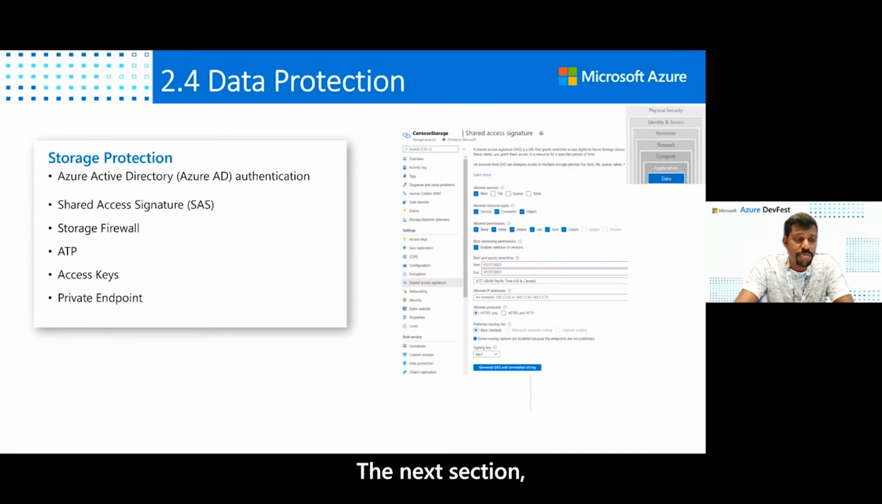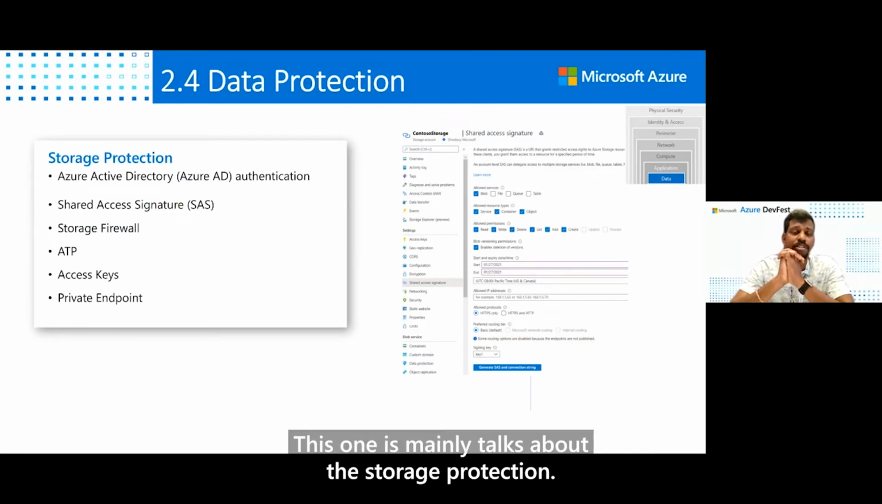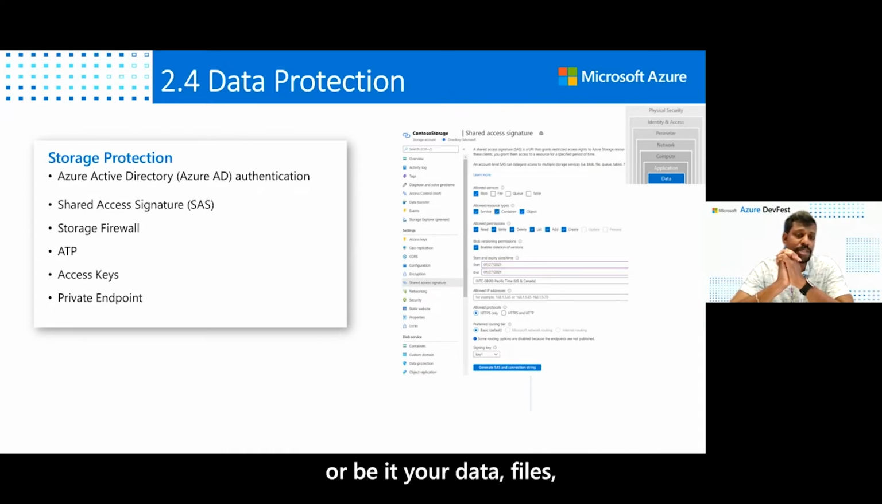The next section, what you are seeing, is data protection. This one mainly talks about storage protection. When it comes to an Azure storage account, everything resides in a storage account, right? Whatever you push, be it your IaaS infrastructure, your data files, or your Azure file shares, everything resides in the underlying storage. Underlying is going to be a storage account.